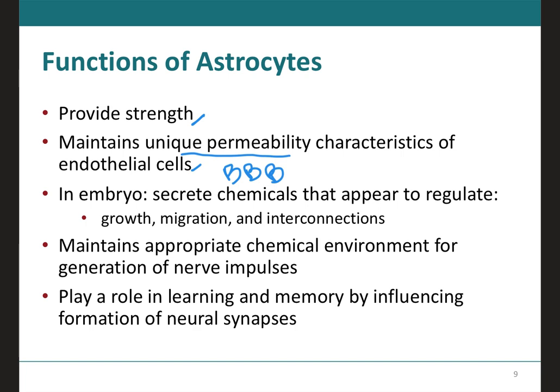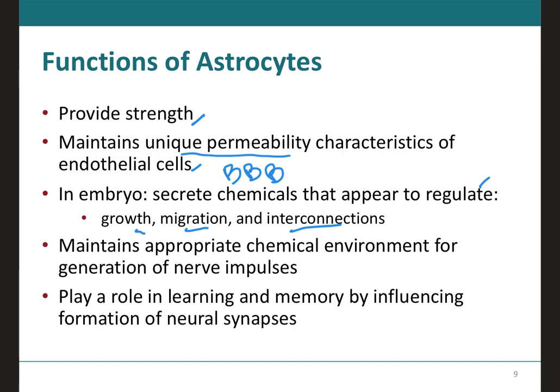In addition, astrocytes in the embryo will secrete these chemicals that appear to regulate the growth, the migration, and the interconnection among the neurons in the brain. So they serve, for example, with regards to migration, as little pathways for where neurons need to go from one location to the other.